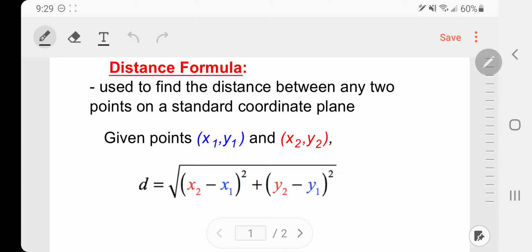Distance will always be positive. You should never come out of this with a negative answer, because it's impossible to have the square root of a negative number and for your answer to be real. All right, so let's take a look at an example of how to do this.